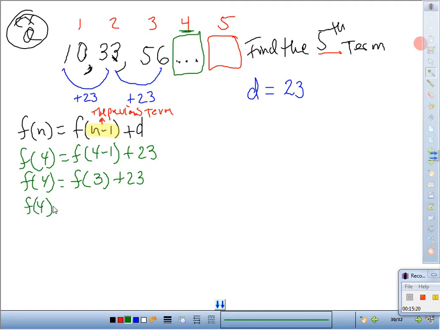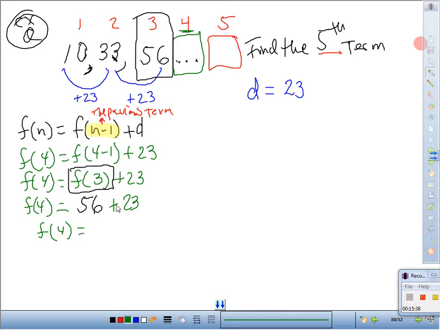F of 4 equals, check this out, what is f of 3? What is it? 56 plus 23. Therefore, f of 4 equals 56 plus 23. 56 plus 23, that's 79. And that goes right here. Hold on. So now, can I find my fifth using this formula?